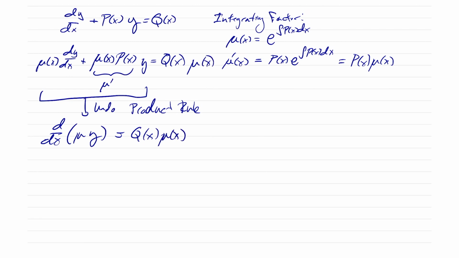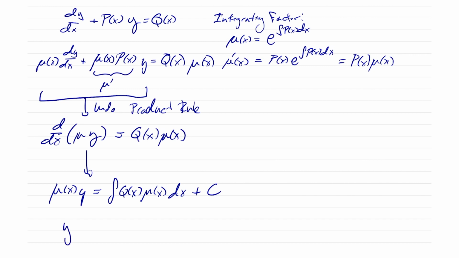So then I would like to isolate y. So I'm going to integrate both sides using the fundamental theorem of calculus. And so that's going to give me mu of x times y is equal to, say, the integral of q of x times mu of x dx. And hopefully this is something we can integrate. Sometimes we're kind of left with not being able to. And then plus a constant.